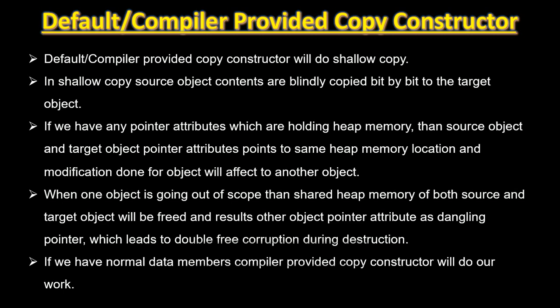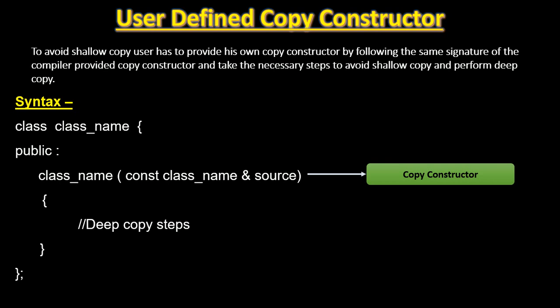So that's the problem with the default or compiler provided copy constructor. So how can we resolve this problem? For that, we have to write our own copy constructor, that is called a user defined copy constructor, where we have to do deep copy. We have to avoid shallow copy, that is bit by bit copy. We have to try to create our own copy constructor where we are doing deep copy.